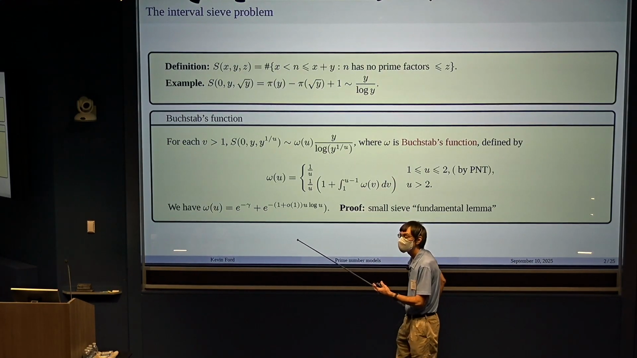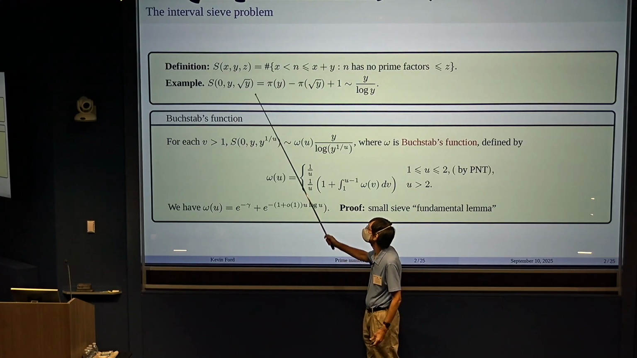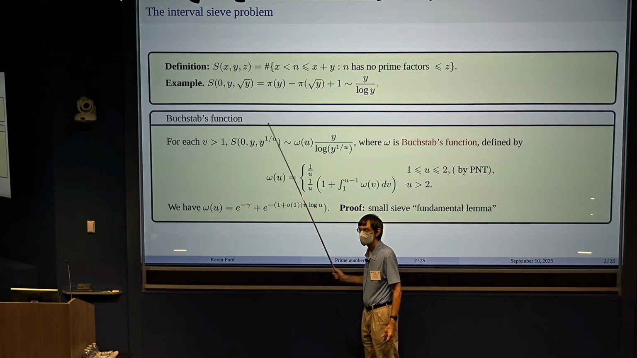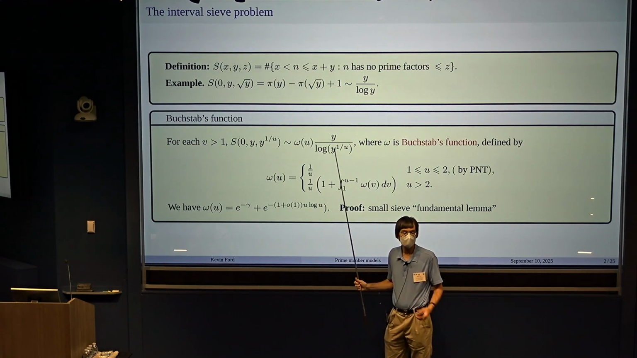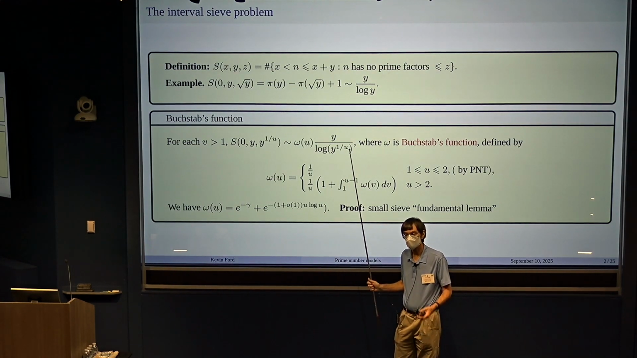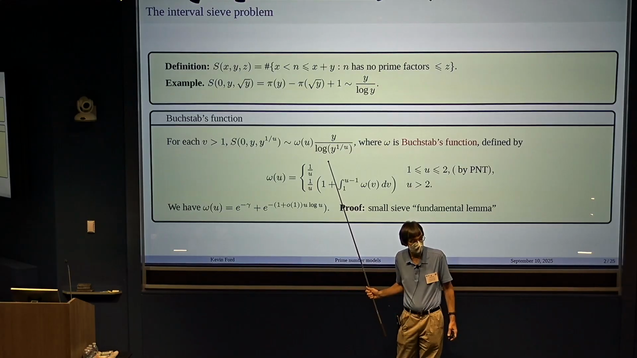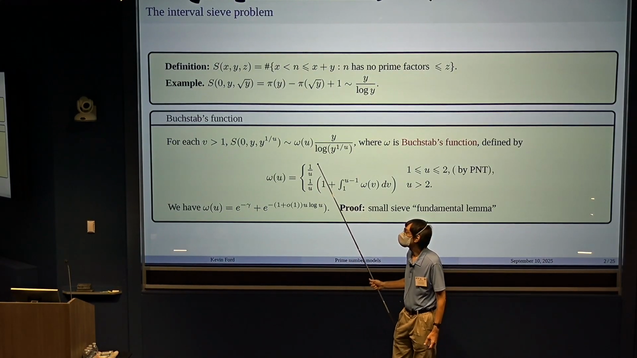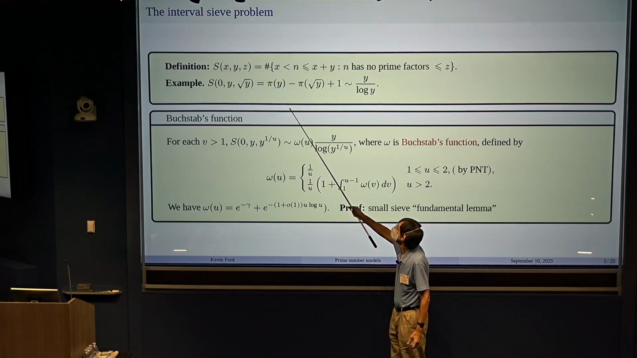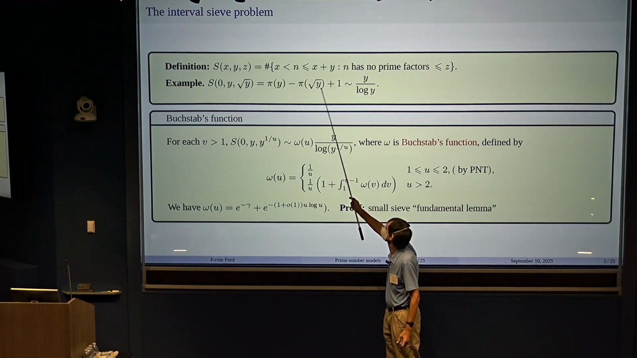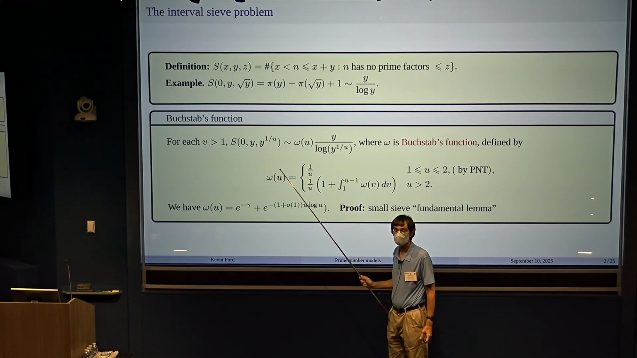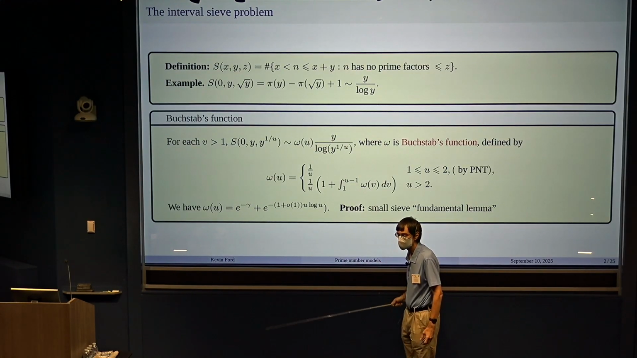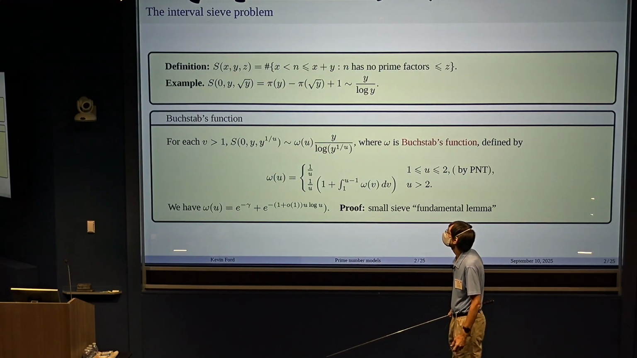A very canonical example is if we take the interval 0 to y and we sieve out all the numbers with a prime factor less than square root y. What do we have left? We have left the primes. And by the prime number theorem, we in fact have an exact formula for this. It's exactly the primes between square root y and y, plus the number 1. And by the prime number theorem, it's asymptotic to y over log y.